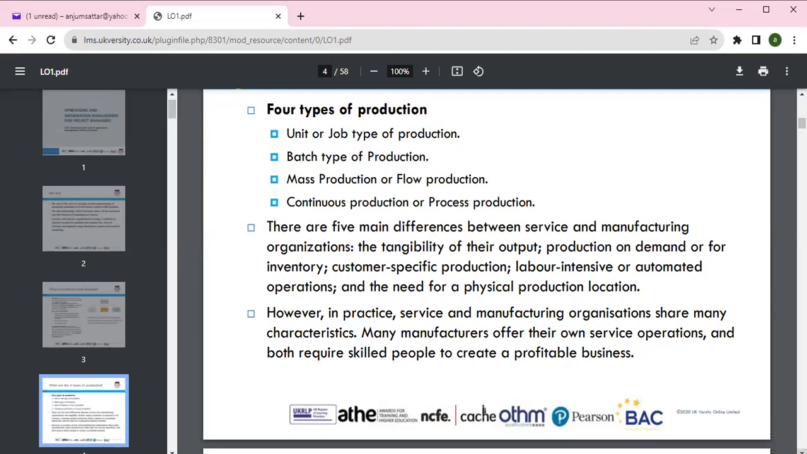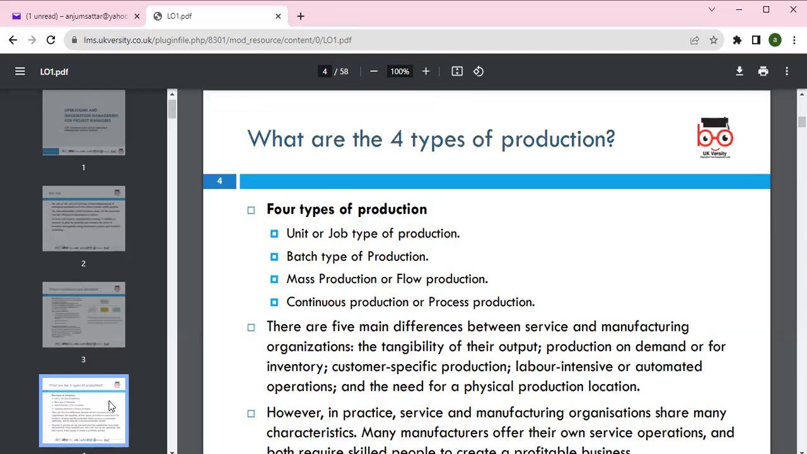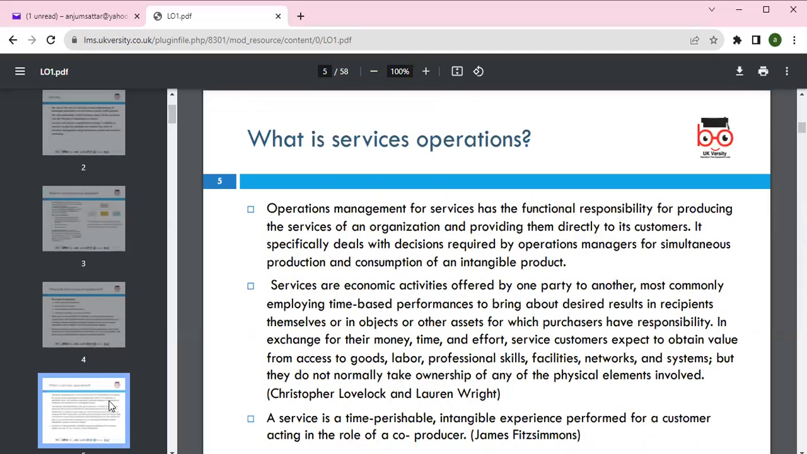Tangibility of the output, production, demand, inventory, customer-specific production, and labor intensity are what we can look at. However, in the practice of service industries, the key focus is people. In the hospitality industry, for example, people need to be educated and skilled in customer objection handling. These skills are very crucial.